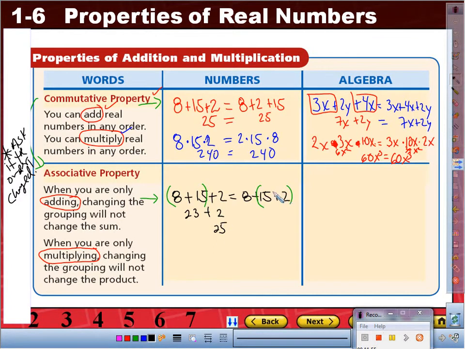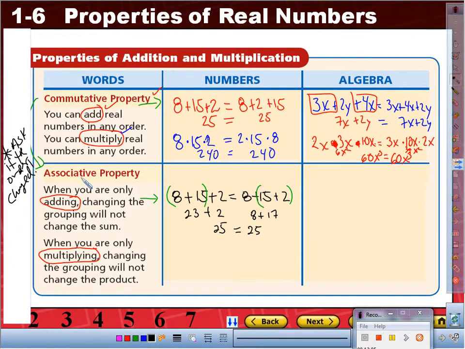25. Now let me go over here. What is 15 plus 2? 17. And then we add 8. What is 8 plus 17? 25. Did the sum change? No, it's the same. So it doesn't matter how you group them.